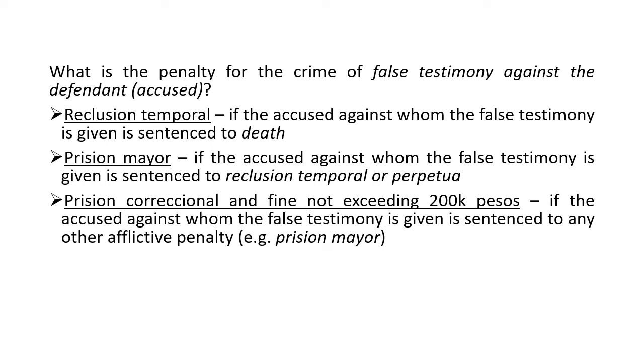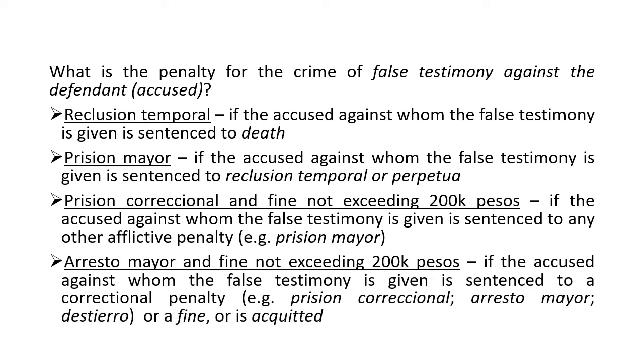For example, prisión mayor. Arresto mayor and fine not exceeding 200,000 pesos if the accused against whom the false testimony is given is sentenced to a correctional penalty, like prisión correccional, arresto mayor, or destierro, or a fine, or is acquitted. Rather, if the accused is sentenced to pay a fine, or if the accused is acquitted.